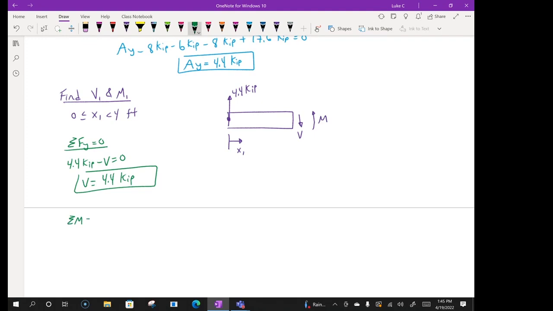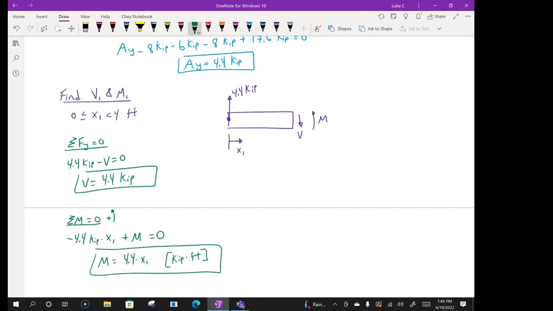Now we take the moment, set it equal to 0, and it's negative 4.4 kip times X1. Did I pick a direction? This way is positive. Plus M equals 0. The unit would be kip times foot. So this moment is any moment created from here all the way to here, just before that negative 8 kip. That's the moment in that section.